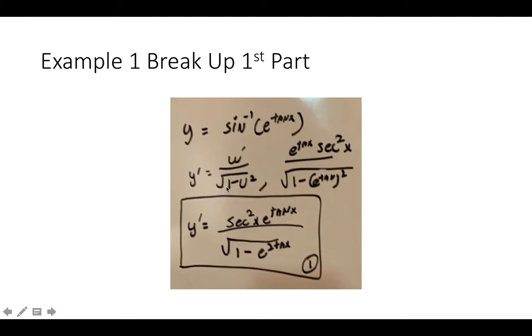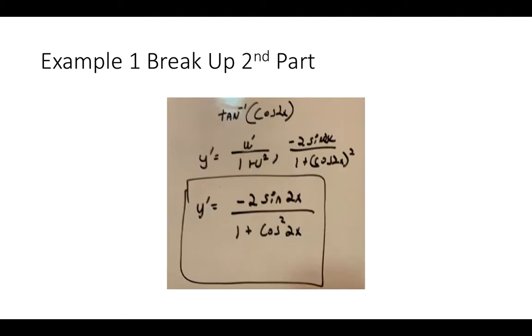Then just plug in 1 minus u squared, which gives 1 minus e to the tan x squared, which we can simplify to 1 minus e to the 2 tan x. So the first part is secant squared x times e to the tan x divided by the square root of 1 minus e to the 2 tan x. All right, now let's go to the second part.